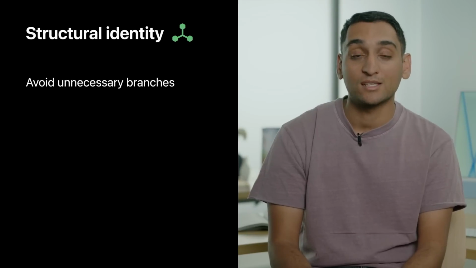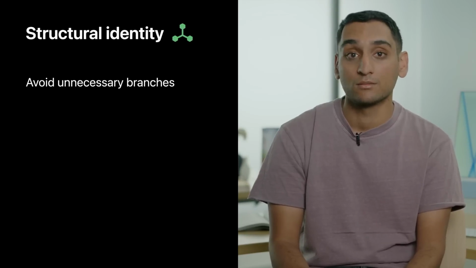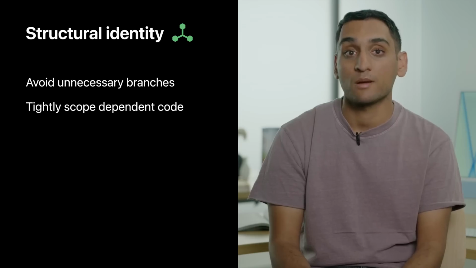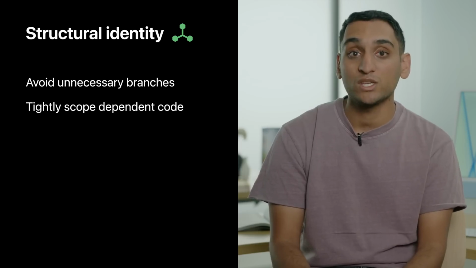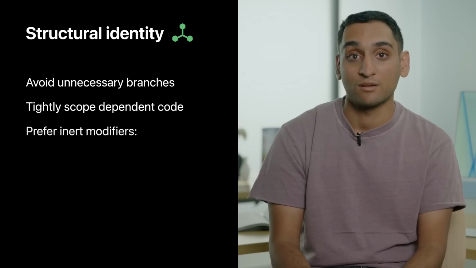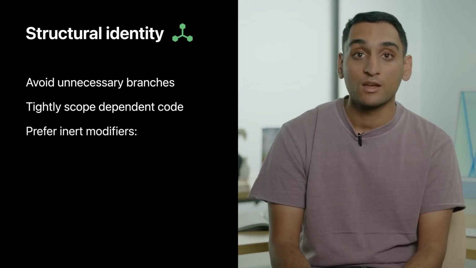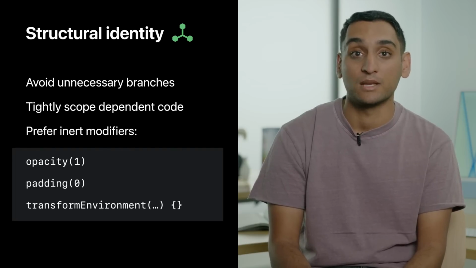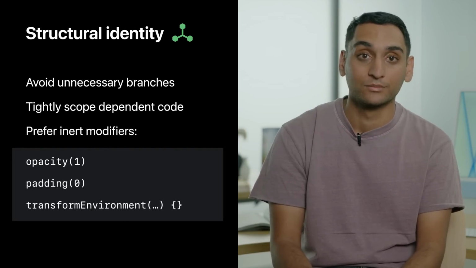Branches are great, and they exist in SwiftUI for a reason. But when used unnecessarily, they can cause poor performance, surprising animations, and as Luca showed, even loss of state. When you introduce a branch, pause for a second and consider whether you're representing multiple views or two states of the same view. As we saw, it often works better to use an inert modifier instead of a branch to identify a single view. Here are just a few examples of inert modifiers. I especially love transform environment for conditionally writing to the environment.